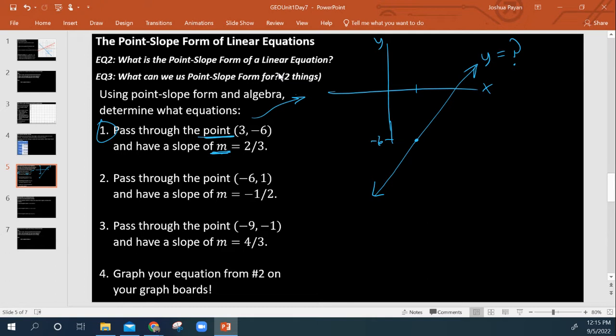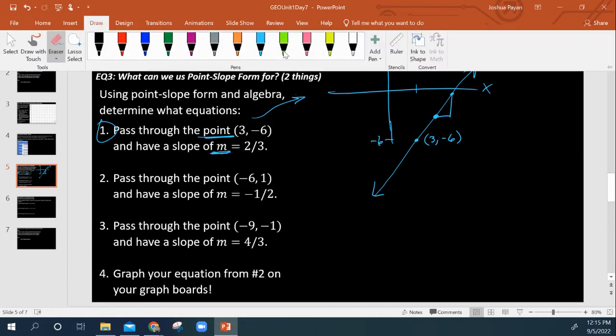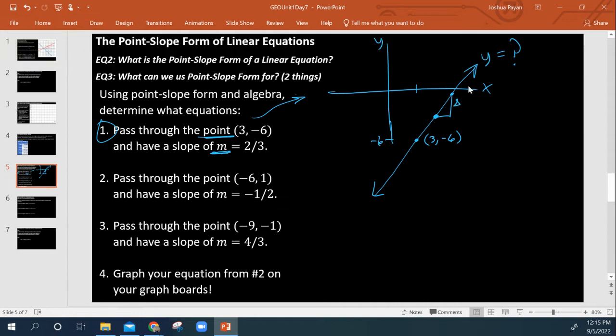In order to figure that out, we're going to use the point 3 by -6 and our slope that's given to us, namely 2/3, which would be our delta y over delta x. So our delta y would be 2, delta x would be 3, and therefore our slope is 2/3.